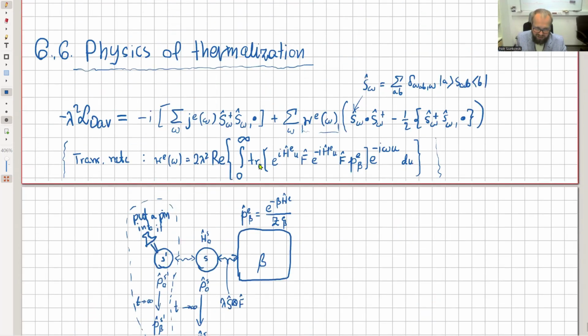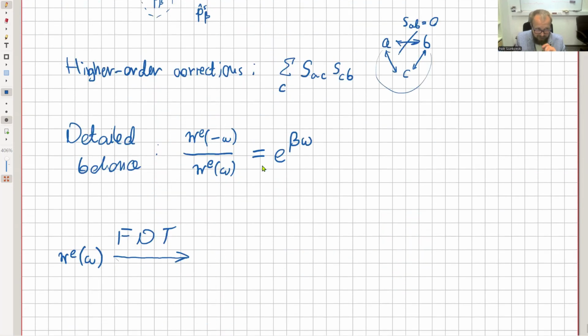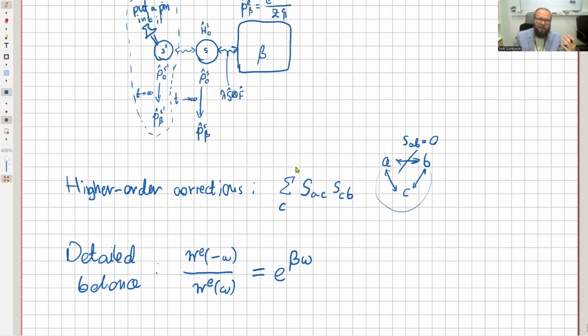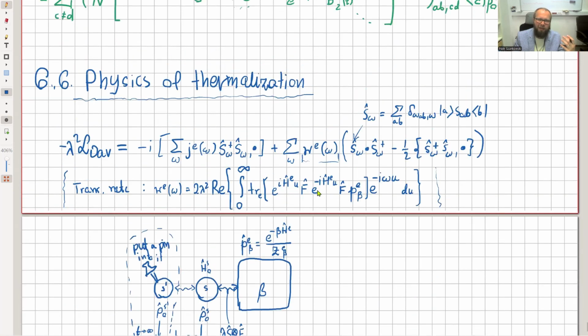admittedly complicated expression into a more palatable form, with e to the beta omega plus 1, right? This is what the fluctuation dissipation theorem gave us. So we knew the transition rate is a spectral density of the coupling, of the environmental coupling, right?